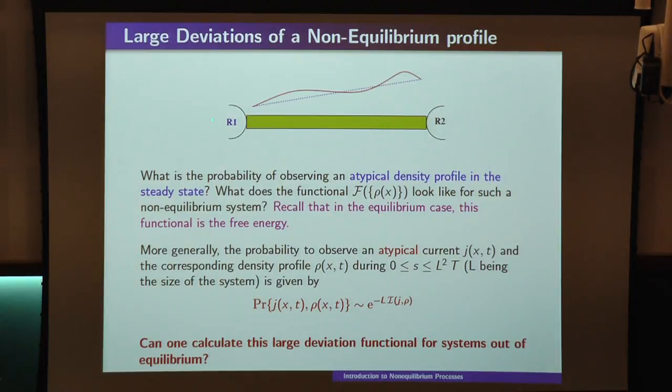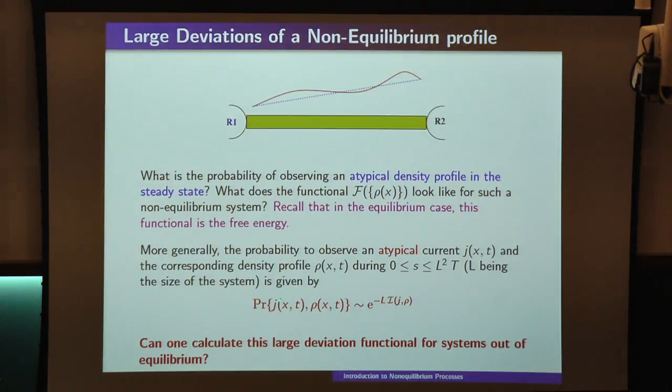Another question we can ask is that we know that on average we have a linear profile, okay? Whether it is a density profile, energy profile, temperature profile, but we can ask what is the probability of seeing a bizarre profile, this red curved profile. So we want to compute the large deviation functional of any given profile. Okay. Again, a question that one can ask out of equilibrium.